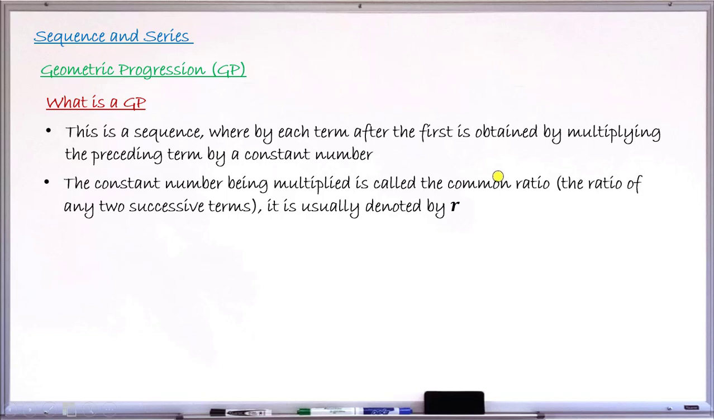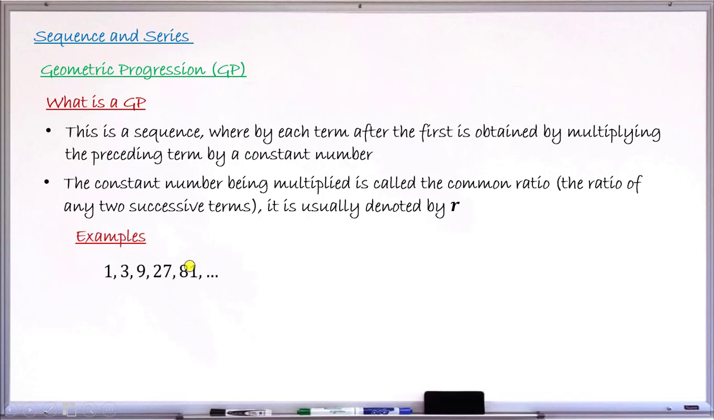That constant number being multiplied is called the common ratio. And this common ratio simply refers to the ratio between any two successive terms. That is, the result after dividing two successive terms is called this common ratio. The common ratio is usually denoted by small letter r in the formula. Let's just take examples of this GP.